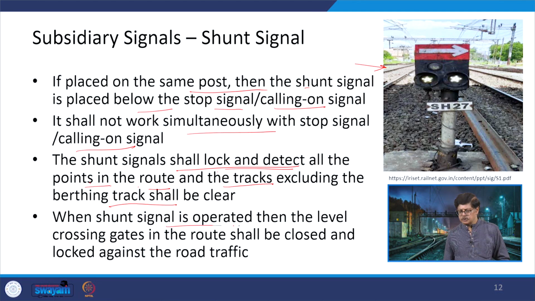When the shunt signal is operated, then the level crossing gates also should get closed and there should not be a traffic moving on the road. And this happens when you are taking the train to the yards, and the yards are some 1 or 2 or 3 kilometers away from the main station area, and in between a crossing road comes, you need to provide a level crossing there.